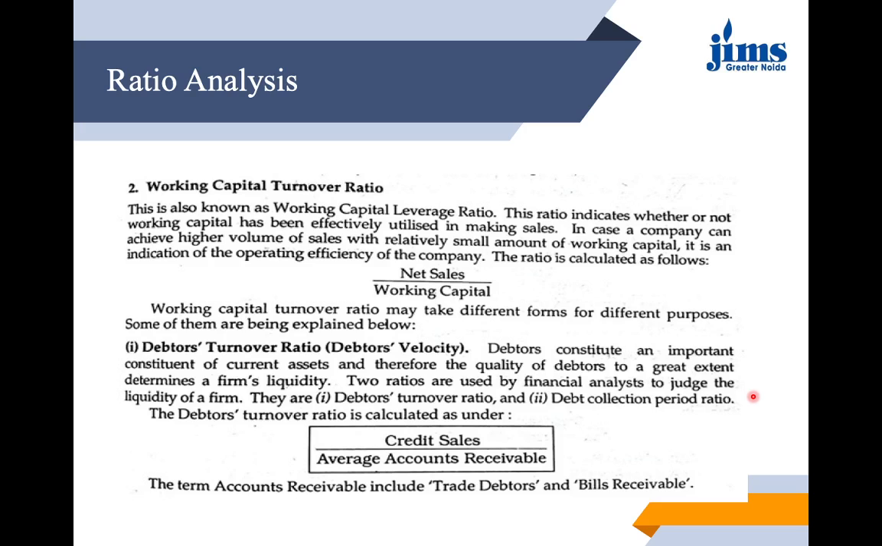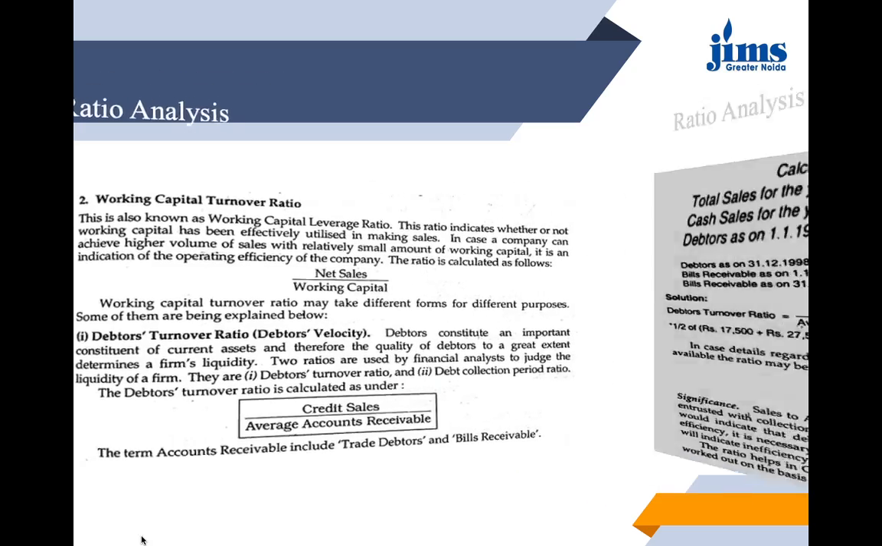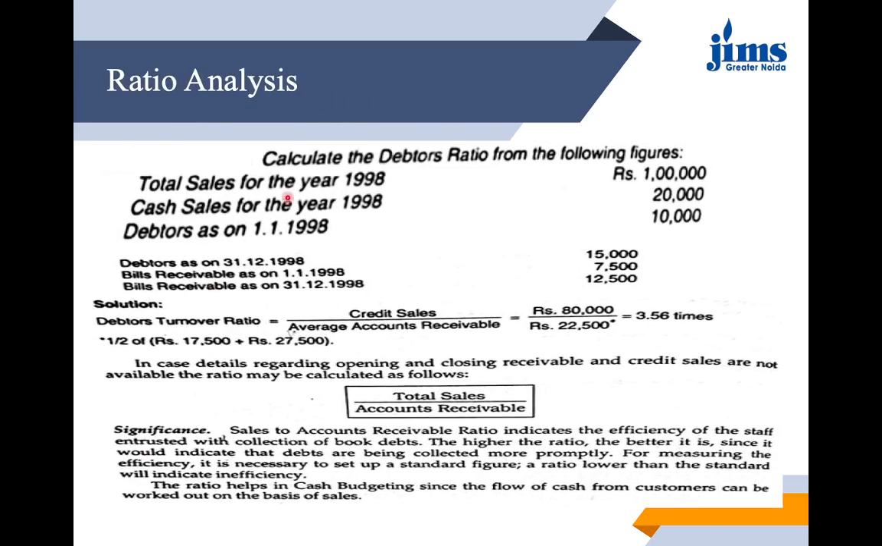To begin with, debtors turnover ratio. The formula we are about to use is credit sales upon the average accounts receivable, and here average accounts receivable includes the trade debtors as well as bills receivable both. Let us have a look at a question on this.